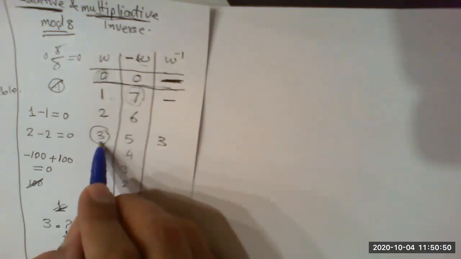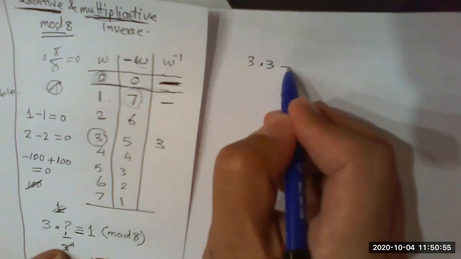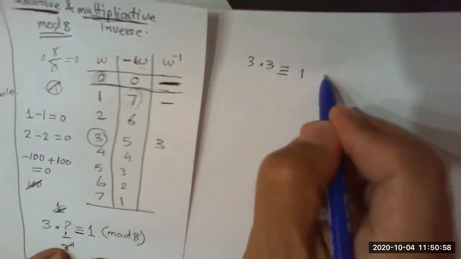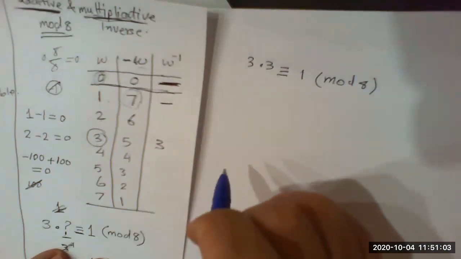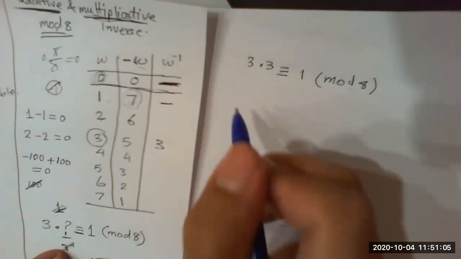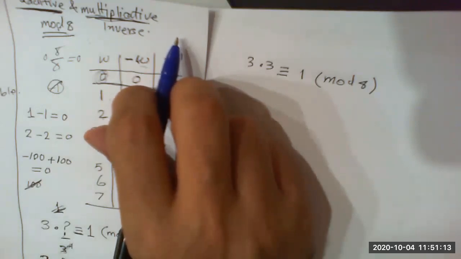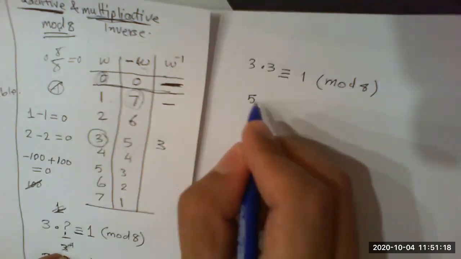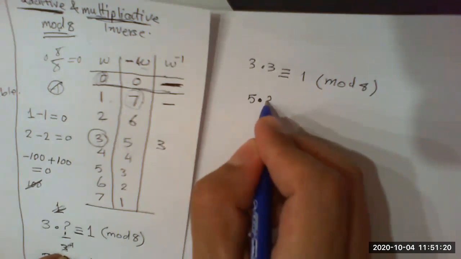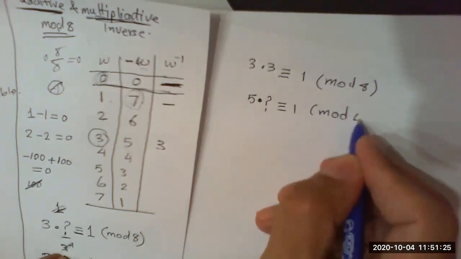So the multiplicative inverse of 3 is 3. Why? Because if I multiply 3 by 3, this is going to be congruent with 1 mod 8. Okay? What about another number? Like, for example, let me see. Okay, 5. What about 5? What is the number that when I multiply it by 5 is congruent with 1 mod 8? This is going to give me a remainder of 1.